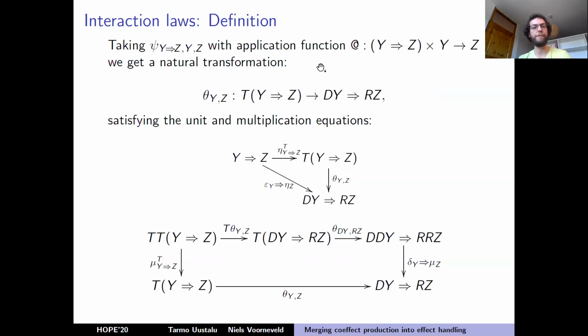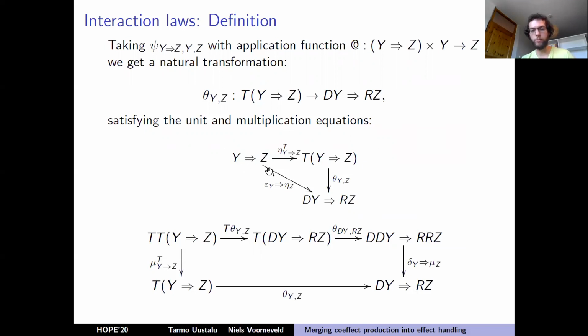And if we have that, we get this natural transformation here of this nice form, T of Y to Z into D of Y to RZ. And this is just a different way of representing an interaction. And this then satisfies, again, unit and multiplication equations, which I will spell out in particular here, because it's a bit easier in this format. And the unit equation just says if there are no initial effects, then we just resolve it immediately.